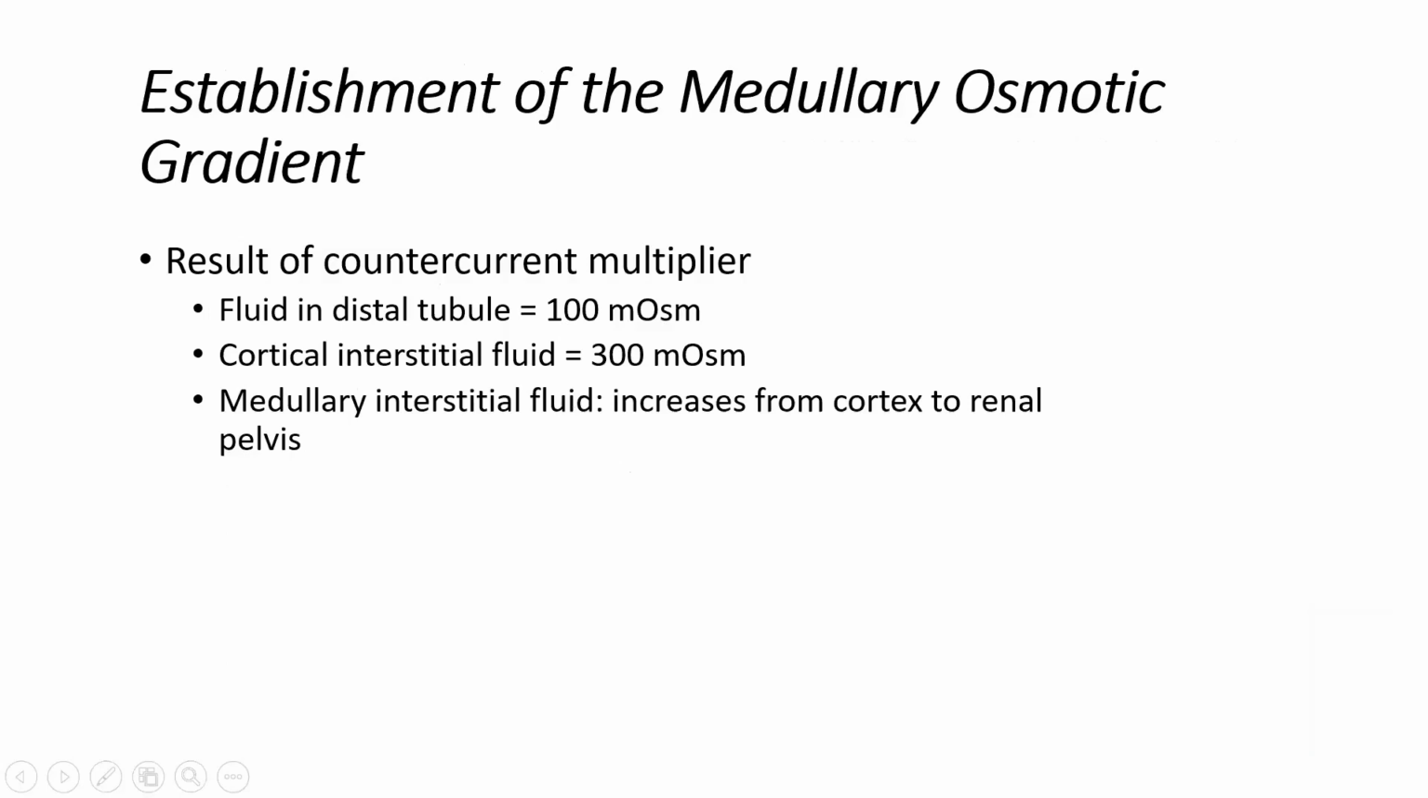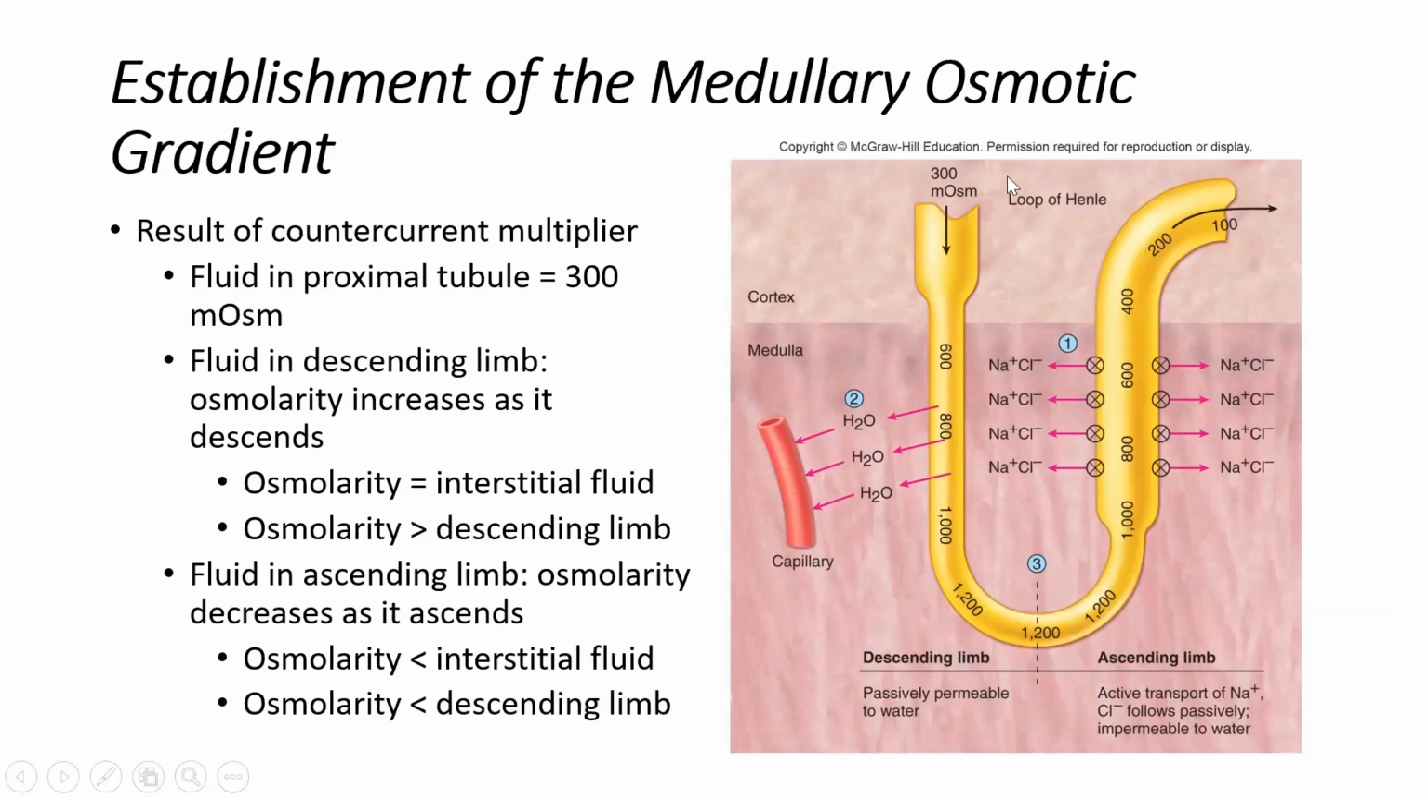All right, so just to re-summarize that here, we end up seeing that the fluid in the distal tubule is lower than the osmolarity that we began with. Jumping back really quickly, we started out with an osmolarity of 300 milliosmoles, and we end up with an osmolarity that's extremely low. It's 100 milliosmoles, right?